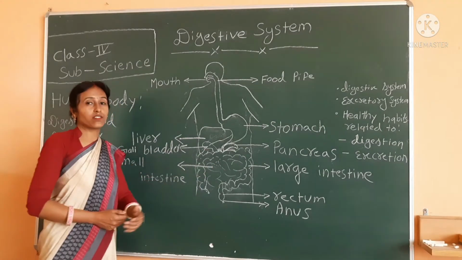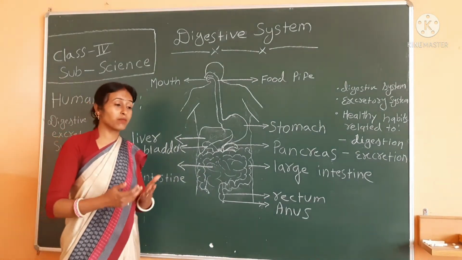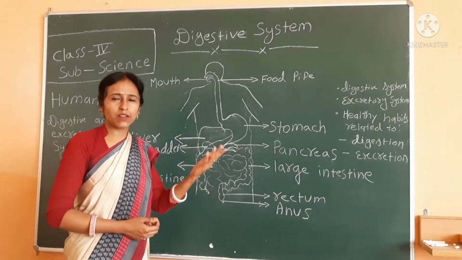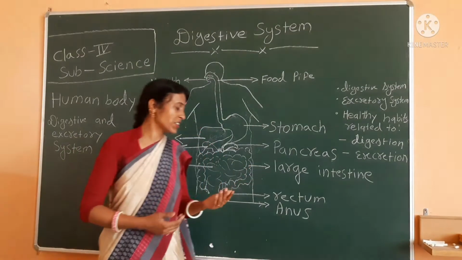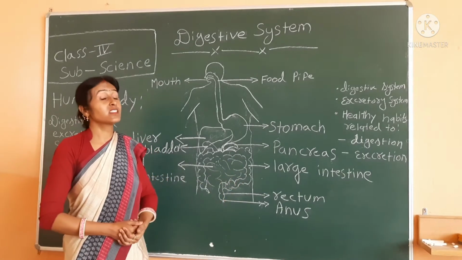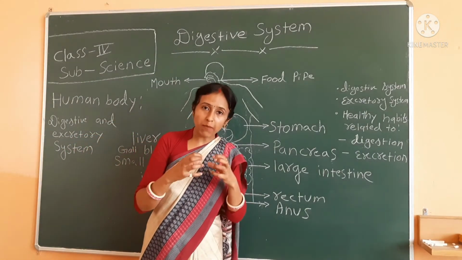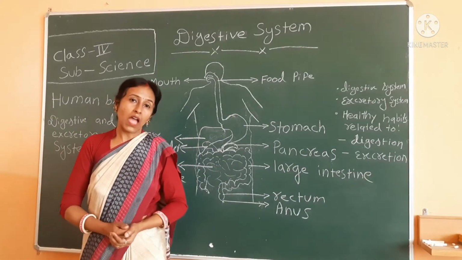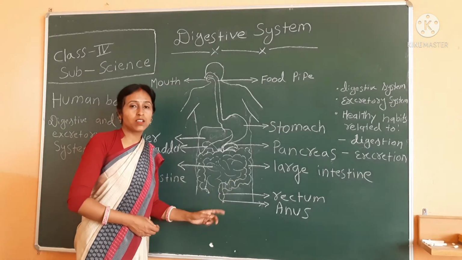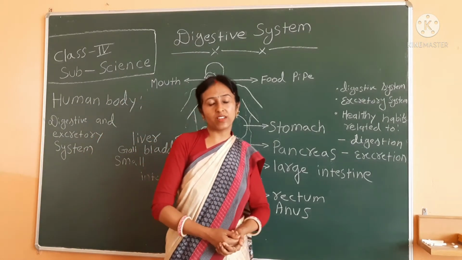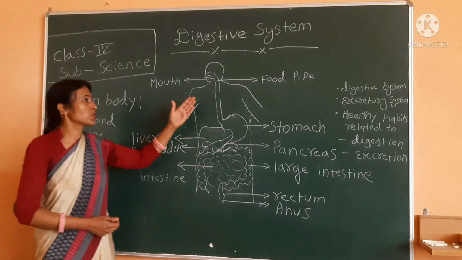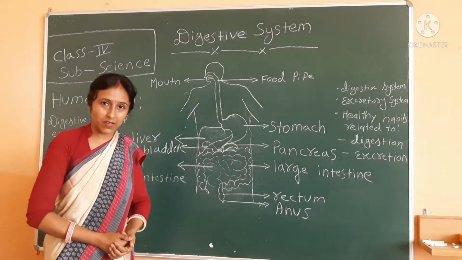The rest of the food materials, which are not useful and may be harmful, are excreted from there and go to the large intestine. In this large intestine, water is absorbed, and after the final stage, through the rectum and anus, all these waste food materials come out from our body. So this is the entire process of our digestive system.